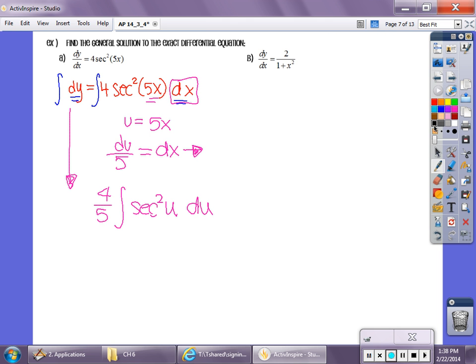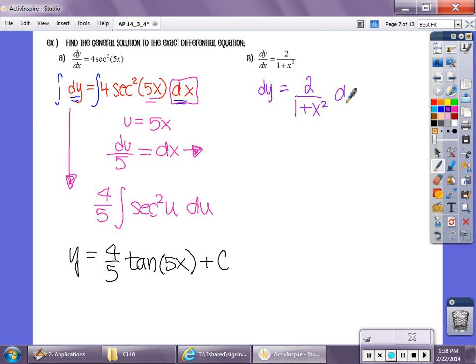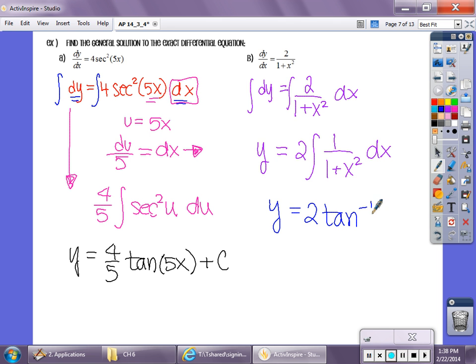So that would just give me y equals 4/5 integral of secant squared, which would be tangent of u. U happens to be 5x. I'm going to put that back in, and then plus c. All right? This one, dy is equal to 2 over 1 plus x squared dx. Integrate. Integral of this side is y. That would be 2 integral of 1 over 1 plus x squared dx. And that's just a reminder that that is tangent inverse. So right now, you guys should be checking your papers, making sure you're doing each of these correct.